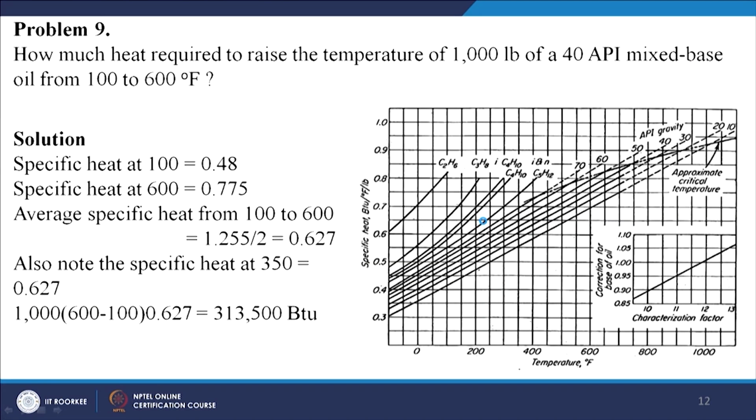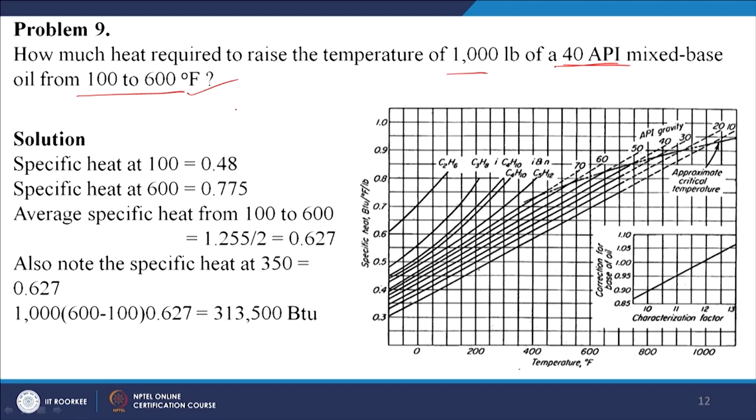Next problem says how much heat is required to raise the temperature of 1000 pound of a 40 API mixed base oil from 100 to 600 degree Fahrenheit. So, you have to determine here how much heat is required. So, how can we solve it? We have to define the average specific heat. So, average specific heat we have to determine within this temperature. If we can do it, then we will use it.